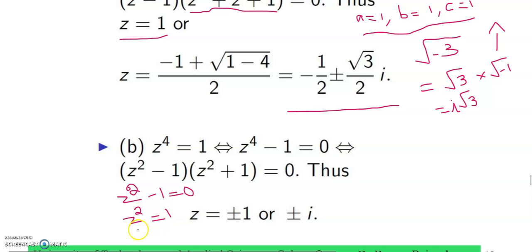Z squared is equal to 1 means z equal to plus or minus 1. Similarly you do the second part, z squared plus 1 is equal to 0. So z squared is equal to minus 1. So z equal to plus or minus i. So here you can find all values of z.